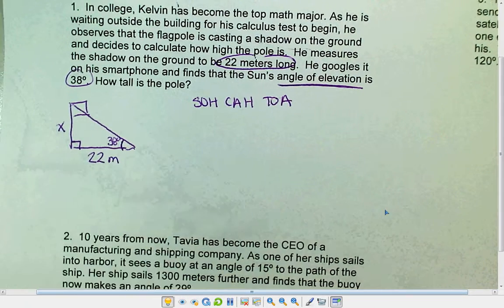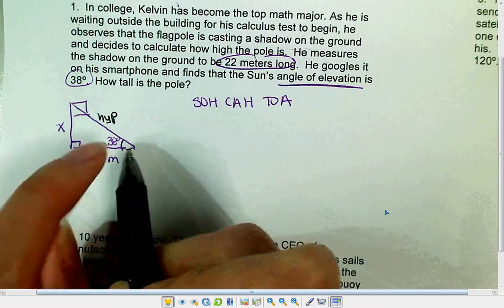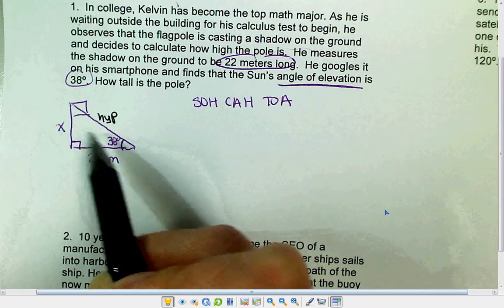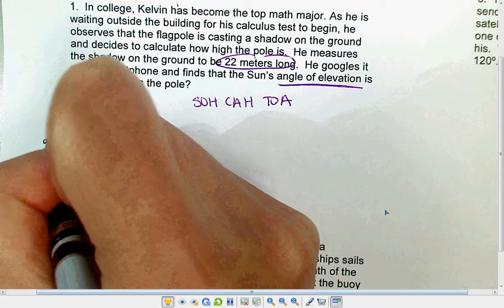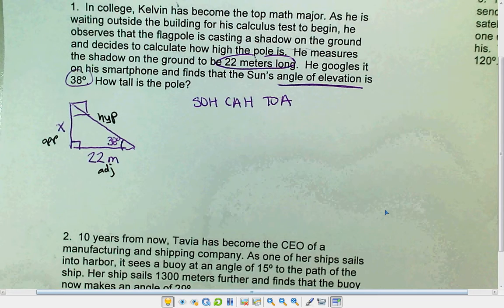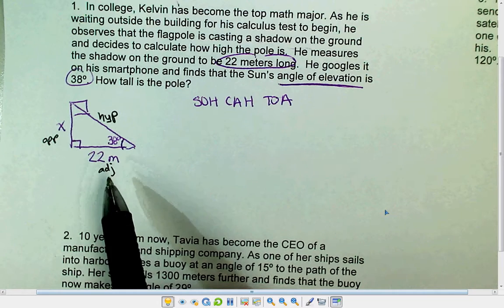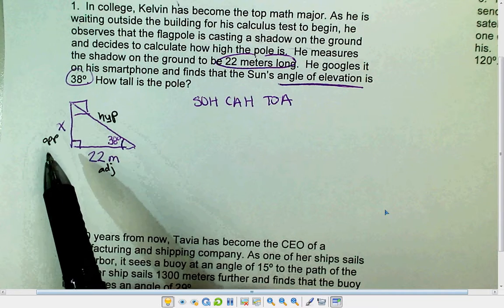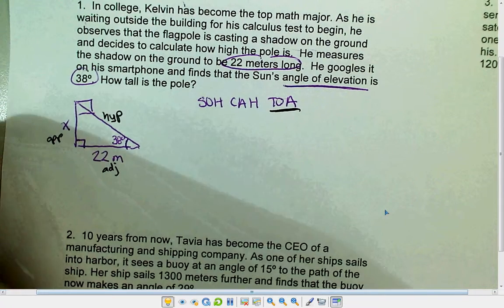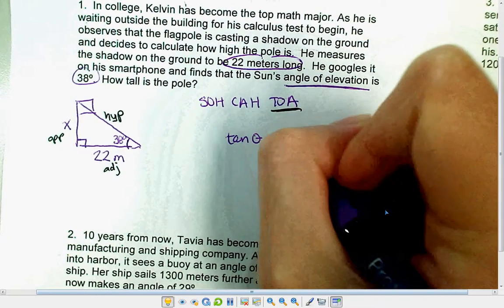So this is my angle right here. Let's first label our sides. Our hypotenuse is always the longest side. It's opposite the right angle. This angle right here is 38 degrees. This is the one we're using. So the opposite side is opposite the 38 degrees. So this is opposite. Adjacent is the one next to it. This is adjacent. So I want to pick the trig function that is connecting 22, which is my adjacent, with x, which is my opposite. So I'm going to have opposite and adjacent. So I'm going to be using TOA, which is tangent of theta equals opposite over adjacent.